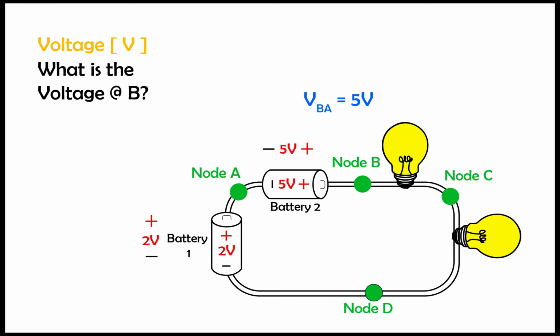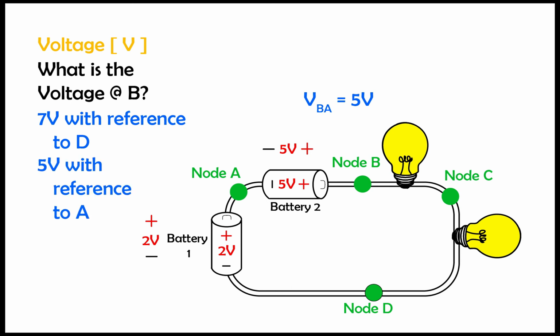If we ask you what the voltage is at B, but we don't tell you the second point, how can you answer? The voltage at B is 7 volts when compared to D, but only 5 volts when compared to A. So voltage must always be given relative to a reference. Now we're ready to look at current.